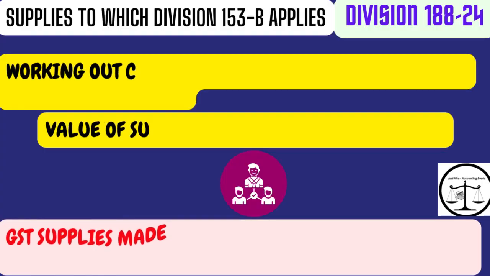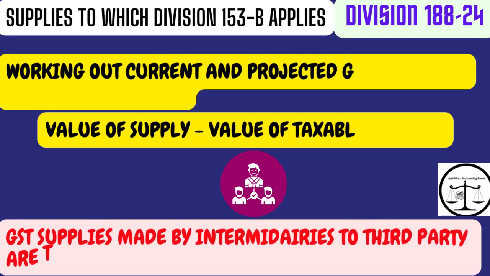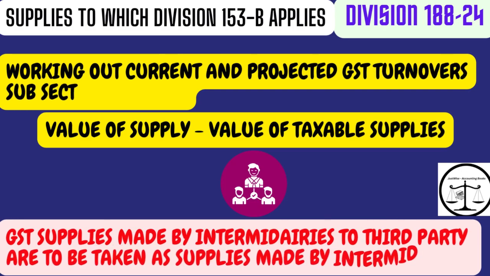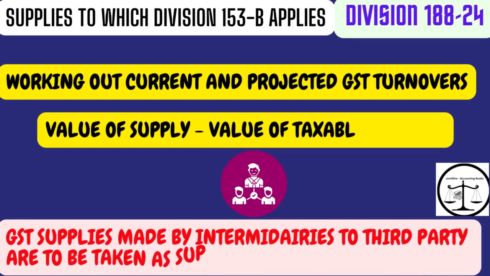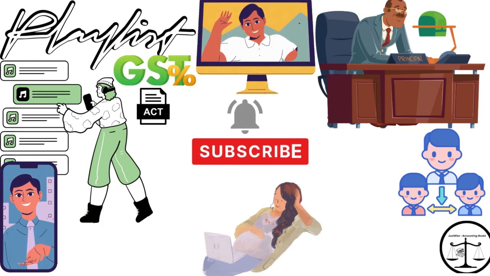In working out current and projected GST turnovers, you may choose to apply taxable supply under subsection 153-55(1) to supplies which you make as an intermediary. That is, value of supply minus value of taxable supply. Friends, subsection 153-55(1) states that a supply made by a principal to a third party via an intermediary is to be taken as a supply made by the intermediary, not by the principal. In later videos of this series, principals, intermediaries and third parties will be explained in depth from the GST Act.